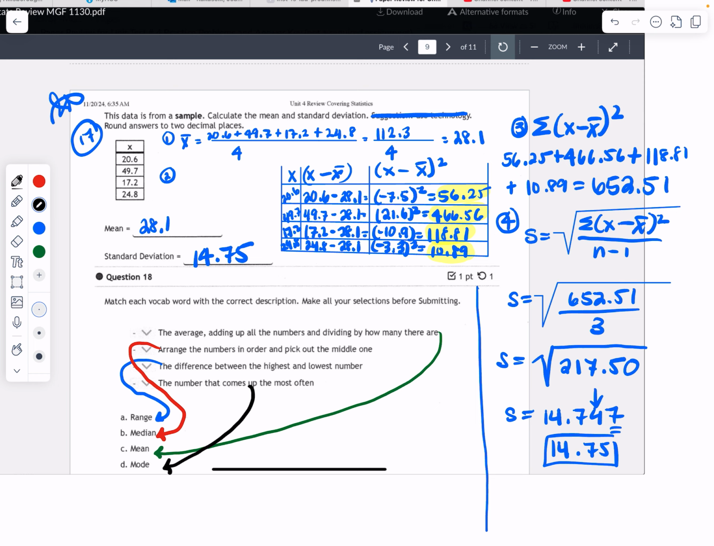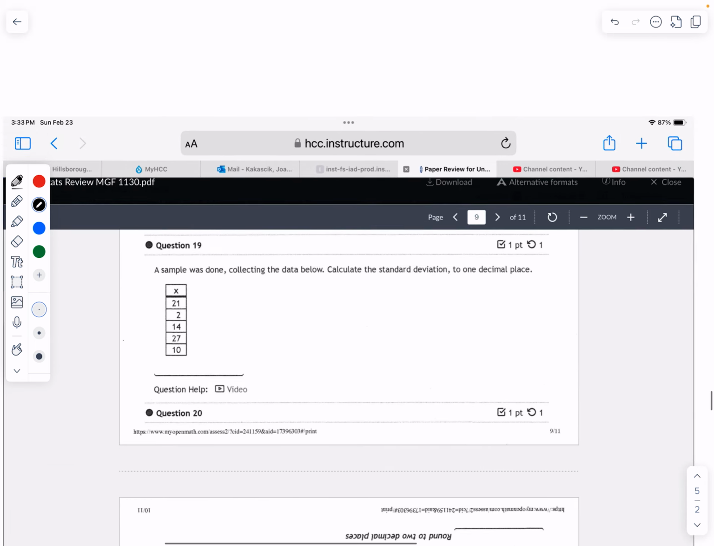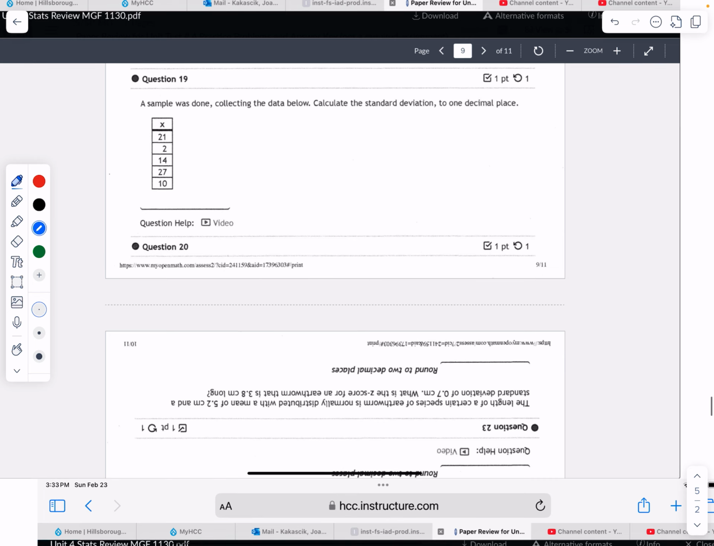The median is the middlemost number once you place the numbers in order. And the range is the difference between the highest and lowest number. Okay, let's look at question 19. A sample was done, collecting the data. Calculate the standard deviation to 1 decimal place.